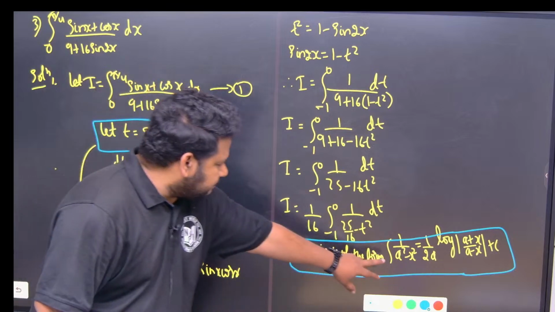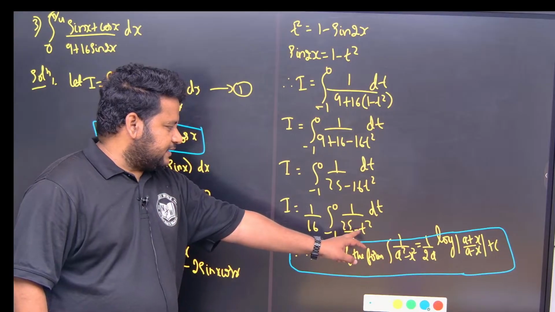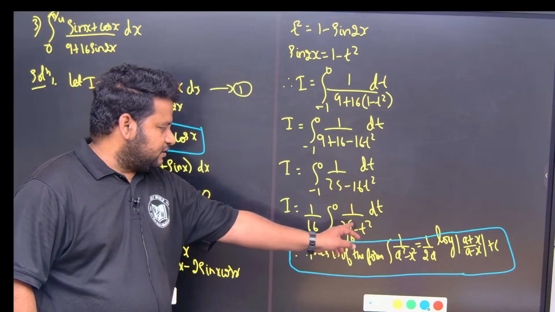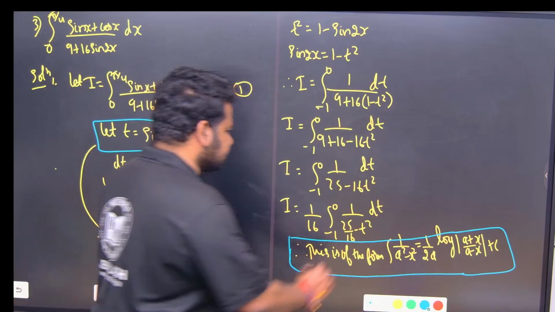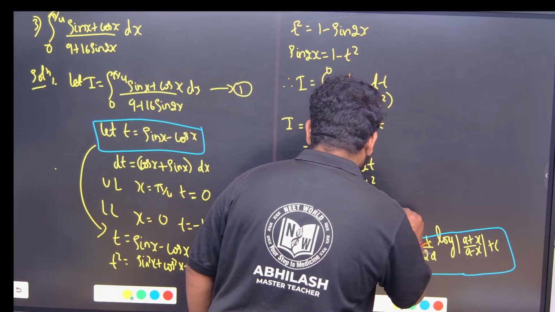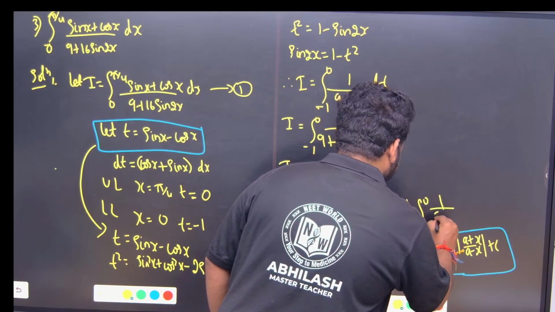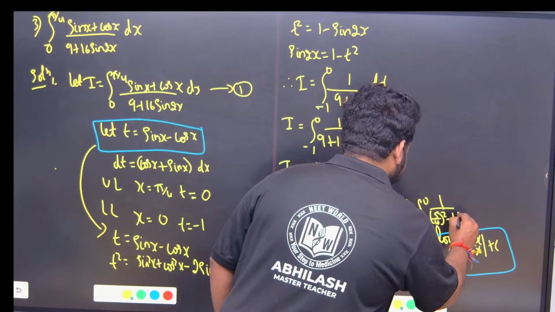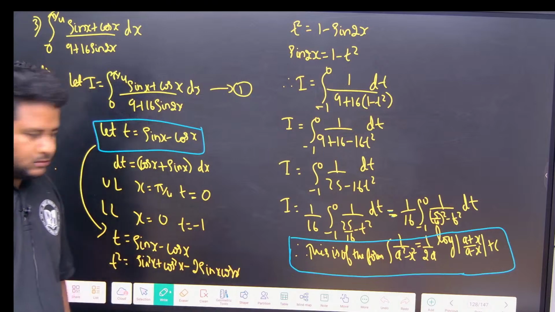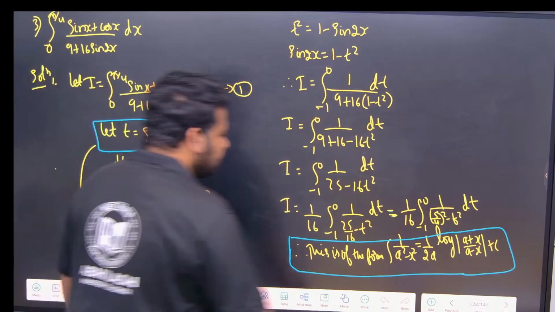Now let us apply this integral formula here. This is log of a square minus x square. Here a square is 25 by 16, which means a is 5 by 4, so 5 by 4 whole square, correct? So this further I can write as 1 by 16, integral from minus 1 to 0 of 1 by (5 by 4) whole square minus t square dt. Now let us go to the next page, friends. Clear till here? This is the way you have to solve this question.